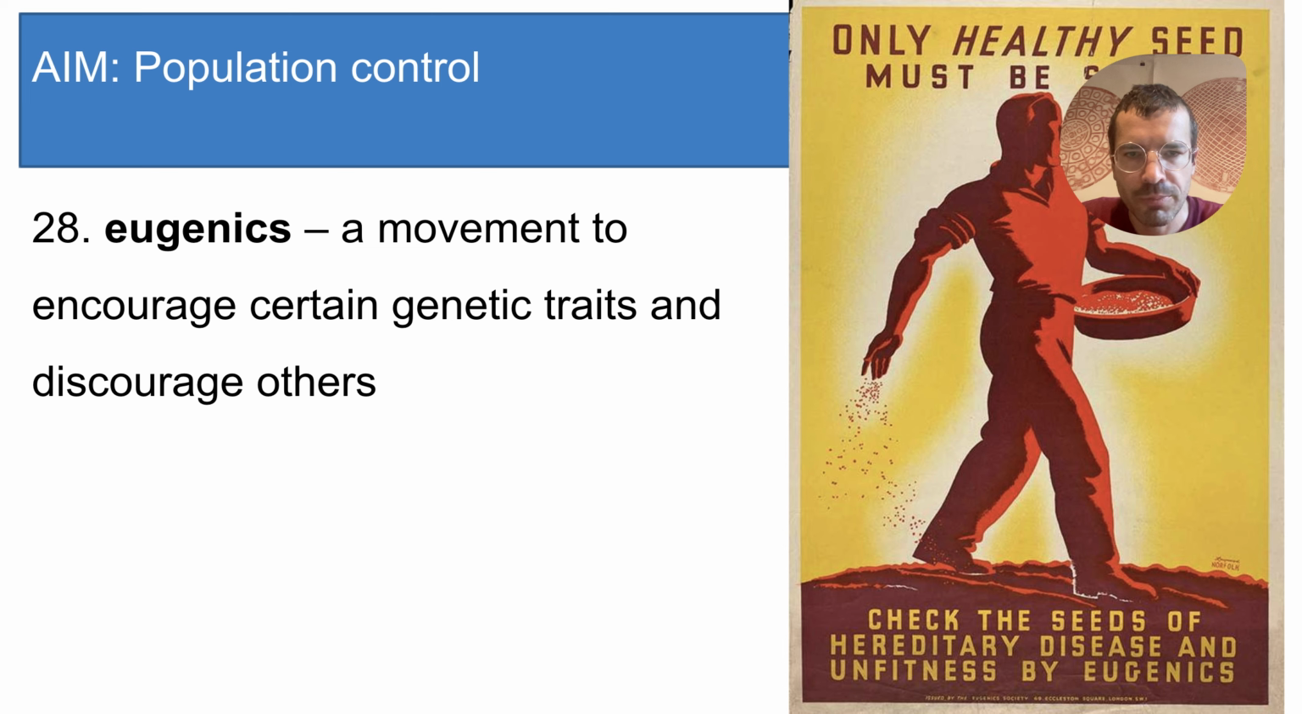Eugenics is therefore both pronatalist and antinatalist, depending on who is being encouraged to have children and who is being discouraged. Eugenics is extremely controversial because it is historically linked to racist ideas about which people's genes are better than others. And you will look more at the history of eugenics in class.